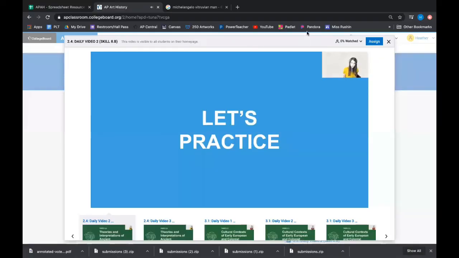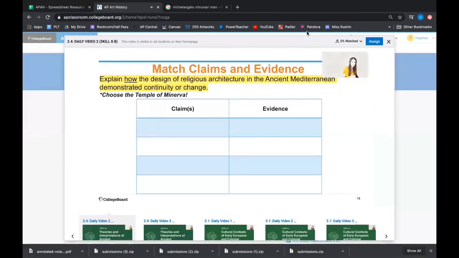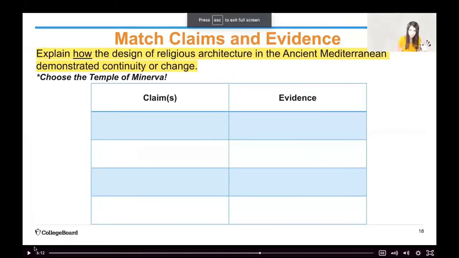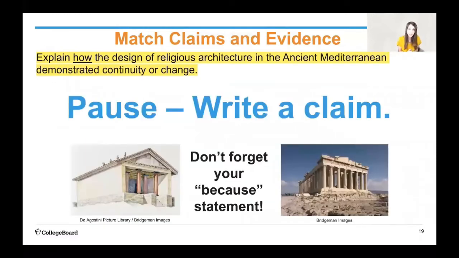Located on the roof along the ridgepole. Let's go back to our chart. So remember, we're going to choose the Temple of Minerva to answer this sample prompt. Now pause here and write a claim, and don't forget your because statement. We talked about that in video 1. So you want to make sure to earn that task point. So you need the because statement. Go ahead and pause here and write your claim.